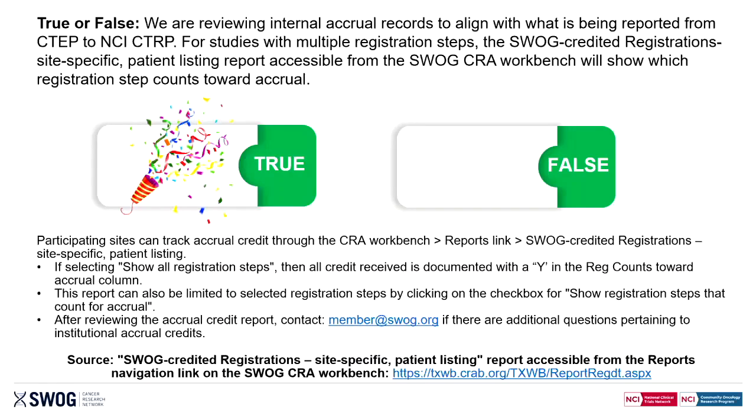Participating sites can track accrual credit through the CRA workbench under the reports link under SWOG credited registrations, site-specific patient listing. If selecting show all registration steps, then all credit received is documented with a Y in the reg counts toward accrual column. This report can also be limited to selected registration steps by clicking on the checkbox for show registration steps that count for accrual. After reviewing the accrual credit report, contact member@swog.org if there are additional questions pertaining to institutional accrual credits.